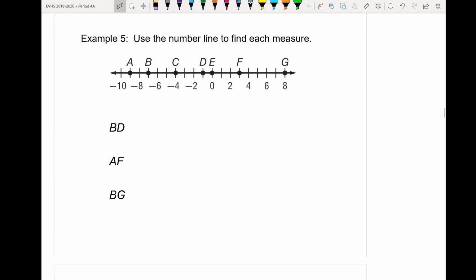All right, let's do all three of these rather quickly. BD, again, it doesn't matter which one you do first. B is at -7. Minus D is -1. All right, what's -7 minus -1? Is -6, so our answer is 6. Distance from B to D is 6. And we can always verify that if we wanted to. 1, 2, 3, 4, 5, 6.